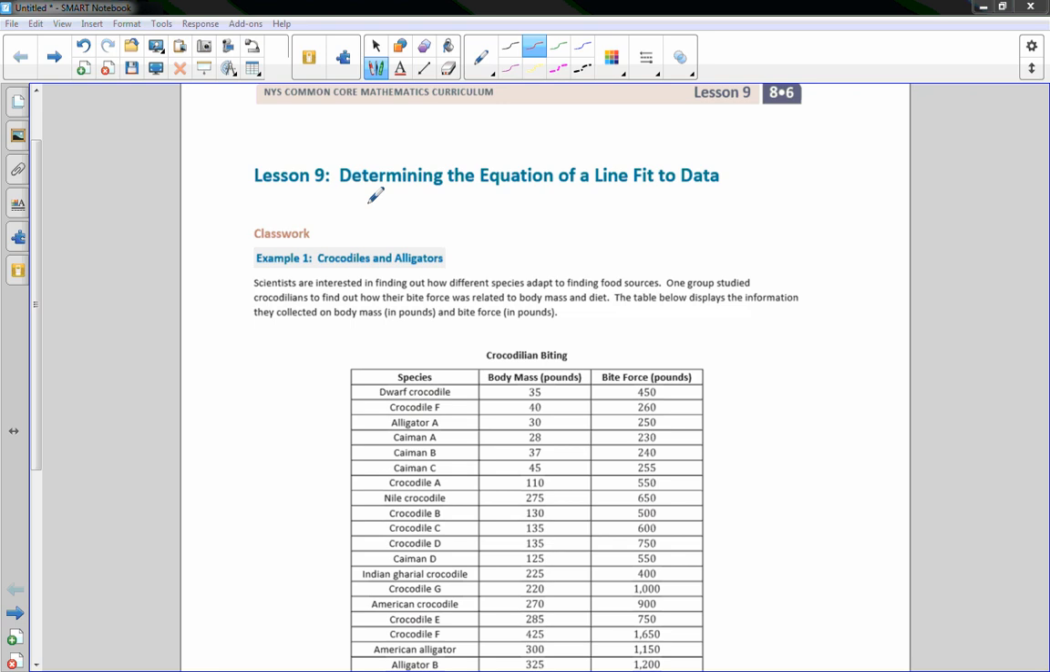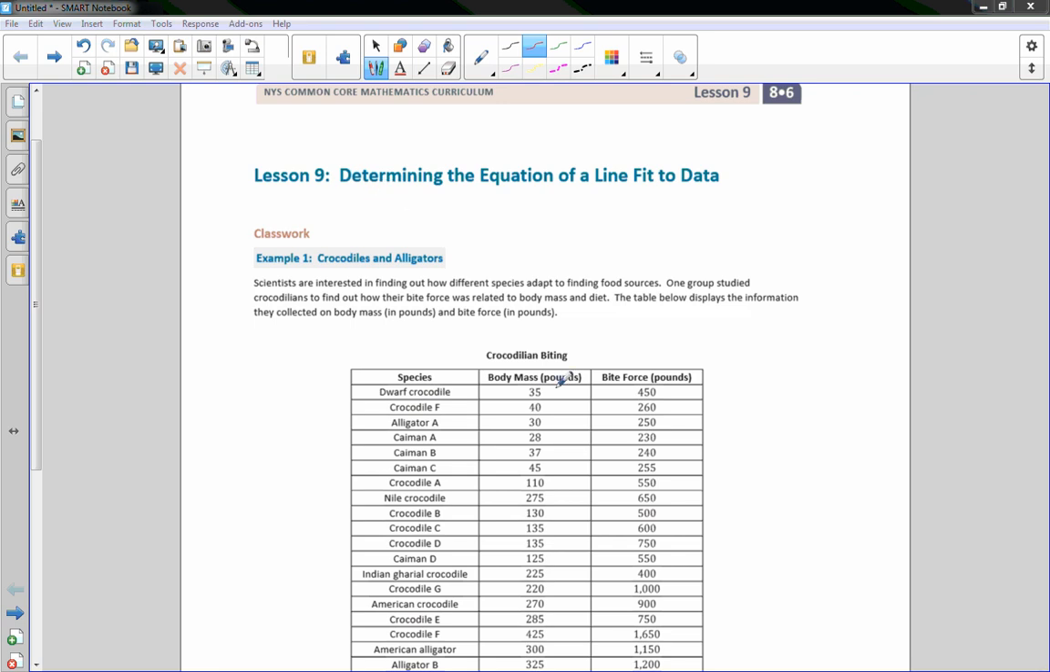This is Lesson 9, Determining the Equation of a Line Fit to Data. Okay, so classwork example 1 says crocodiles and alligators. Scientists are interested in finding out how different species adapt to finding food sources. One group studied crocodiles to find out how their bite force was related to body mass and diet. The table below displays the information they collected on body mass in pounds and bite force in pounds.